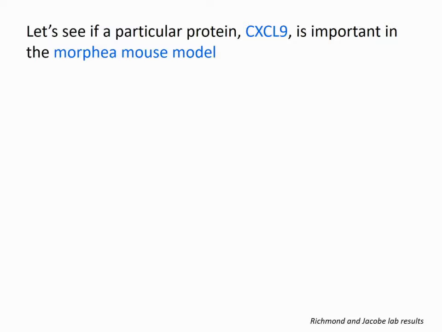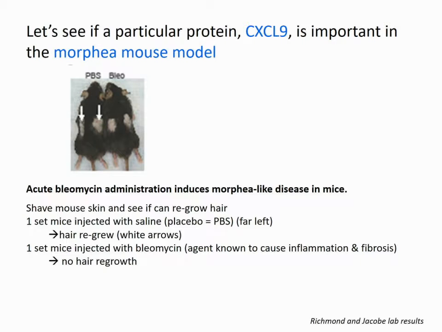So we said, okay, there's a new mouse model that they've developed. Let's see if this protein we're talking about, CXCL9, is important. Do you need it to get the skin thickening? What if you block it? Does it stop the skin from getting thick? And we've got some interesting results.